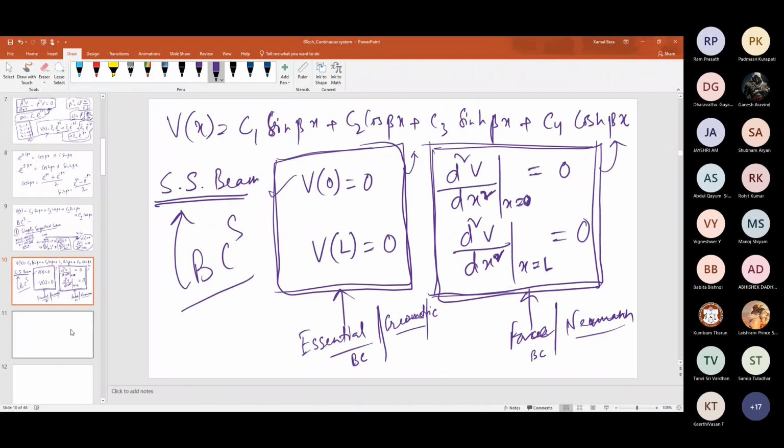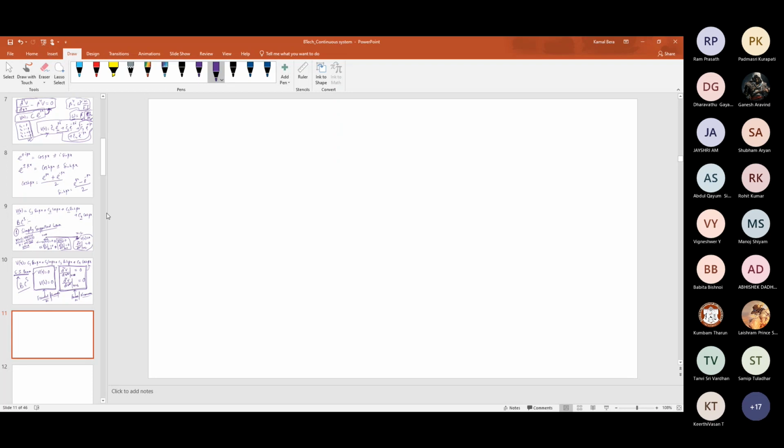Yes, so what are the four equations? Can you tell me? Anybody please? Two equations I've got, two I am calculating. Tell me two equations at least. So C2 plus C4 equals 0. And second, C4 minus beta square C2 equals 0.